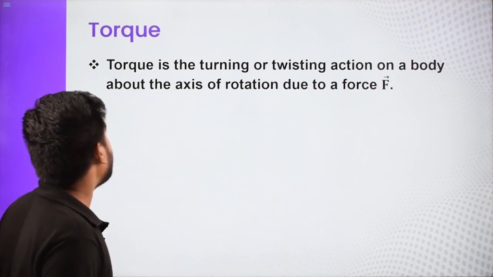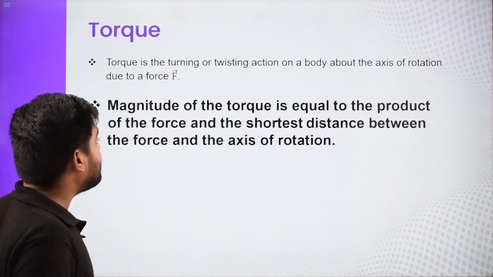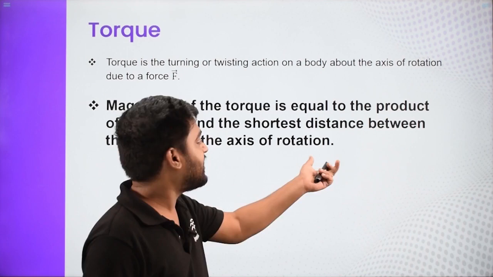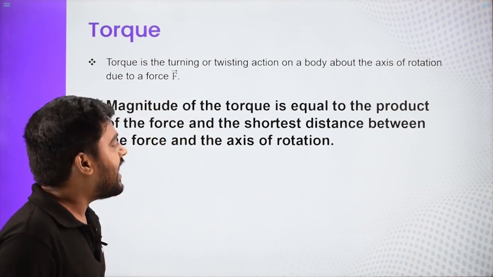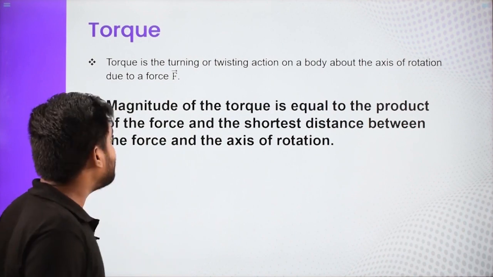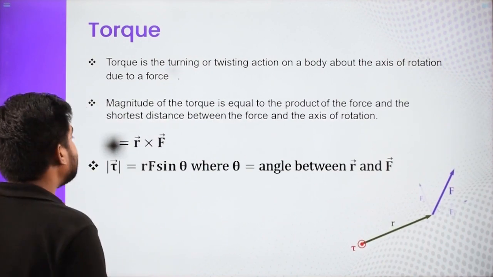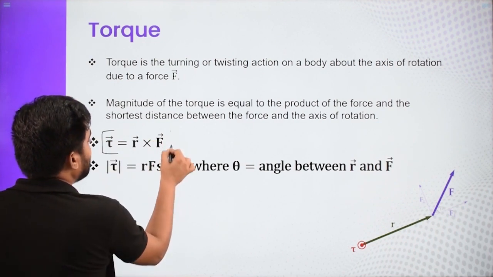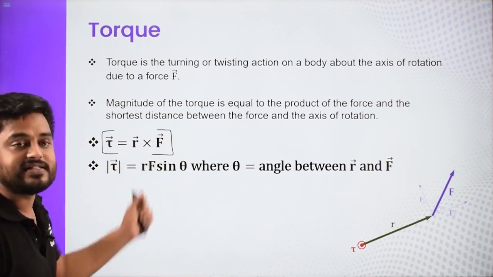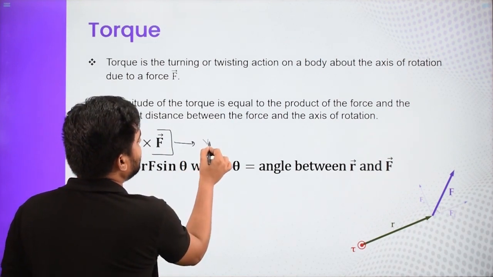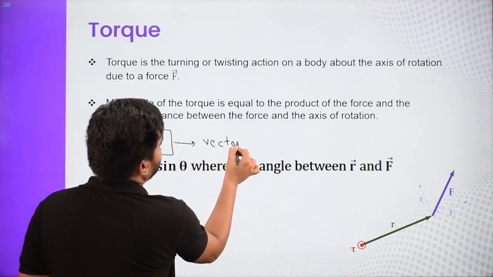So how do you define torque? If we talk about the definition of torque, we'll say the magnitude of torque is equal to the product of the force and the shortest distance between the force and the axis of rotation. If we want to define it vector-wise, we'll say that torque vector is equal to R vector cross F vector. It is a vector product, so it is going to give me a vector result. So it is a vector quantity.